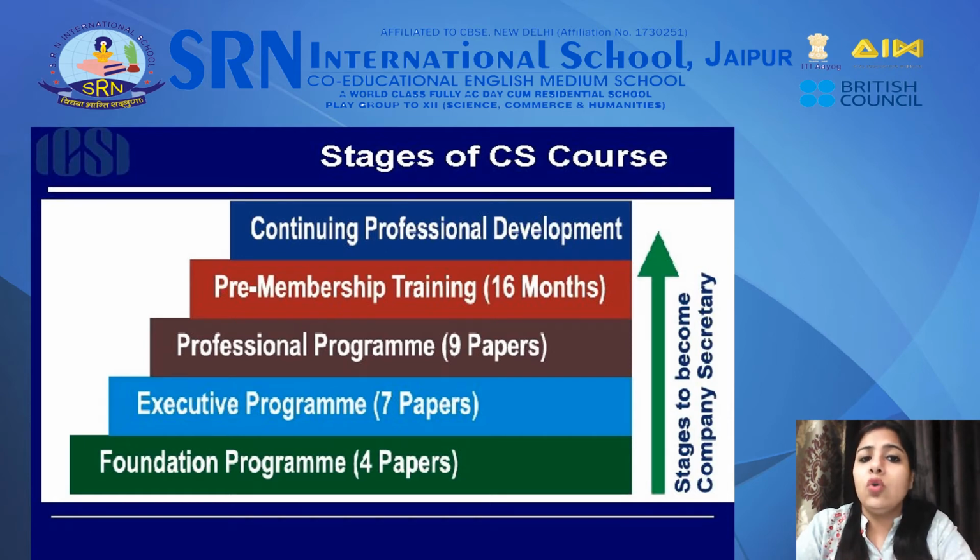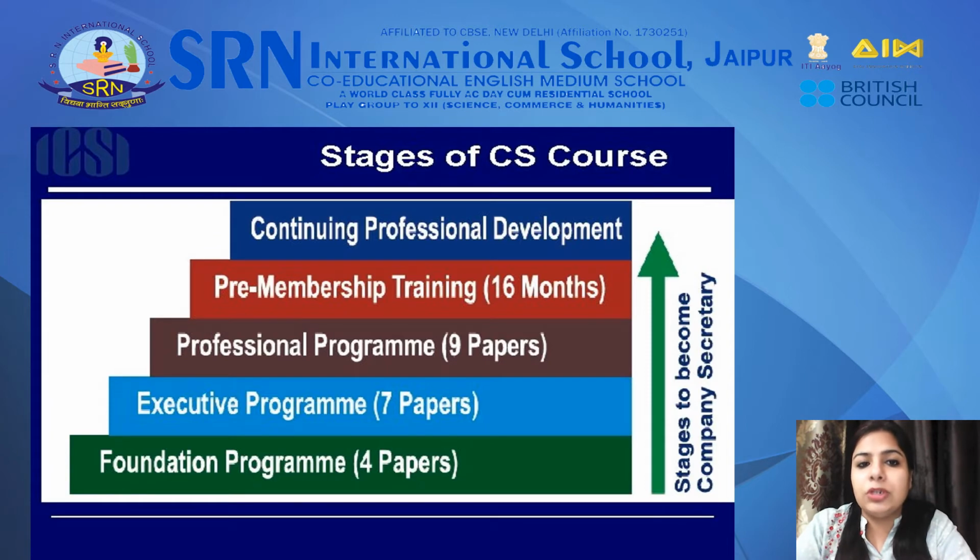A student who wishes to join the course after passing the undergraduation has to undergo only 2 stages of the company secretaryship. They are the executive program and the professional program respectively. In addition, it is mandatory for the student to undergo practical training for about 15 months.